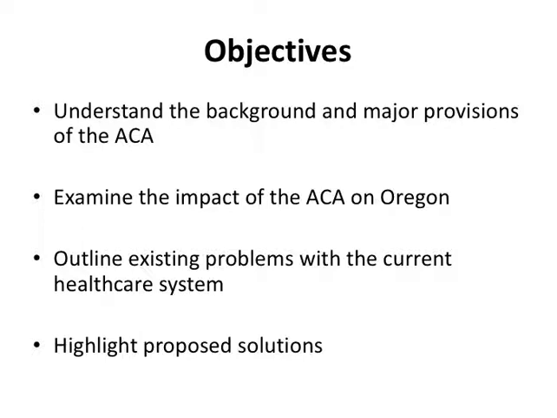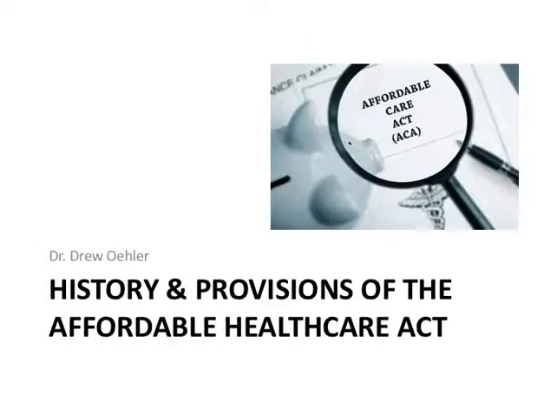Our objectives are to present an overview of the ACA and examine its impact on Oregon, then outline current problems in our healthcare system, and then finish with potential solutions, including a brief description of the AHCA. I'll begin with a broad exposition into the U.S. healthcare system, followed by a description of how the ACA influenced that system. Bear with me here, I'm going to build a somewhat complex picture of our current healthcare system.